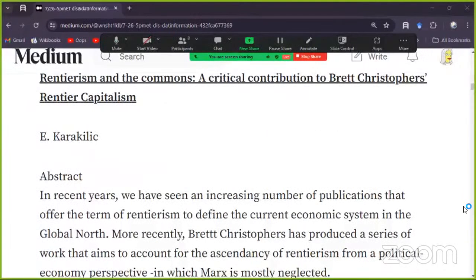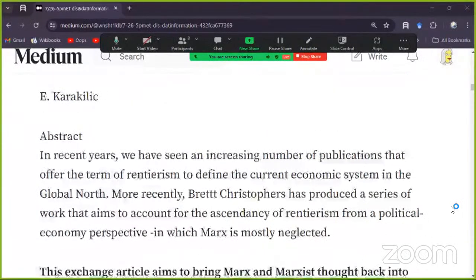So Karakillik writes a brief response to work through what Brett Christopher's books, a couple of texts, work on in terms of rentier capitalism. Some people don't like pursuing it that way simply because the rent notion gets you far afield, and some people don't like relating it to issues related to labor, which is on the one hand contestable.